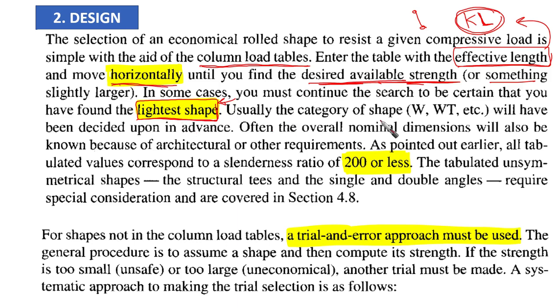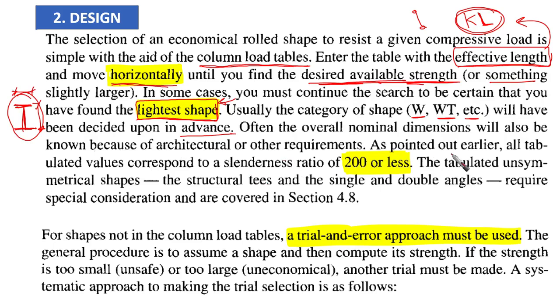Usually the category of shape, such as wide flanges or T's cut from wide flanges, will have been decided in advance. This means that the cross section itself, for example the height or the width, which are the dimensions of our cross section, are going to be decided in advance based on the architectural requirements and so on. Often the overall nominal dimensions will also be known because of architectural or other requirements.